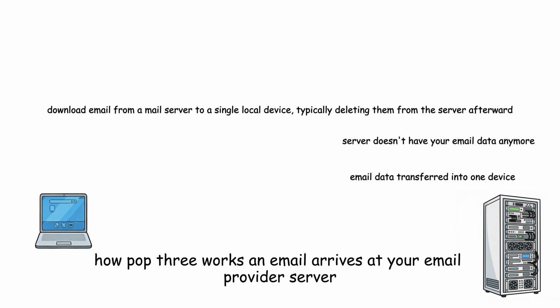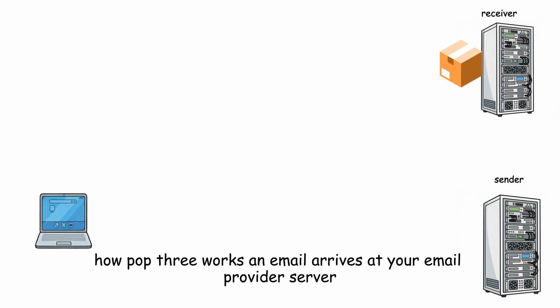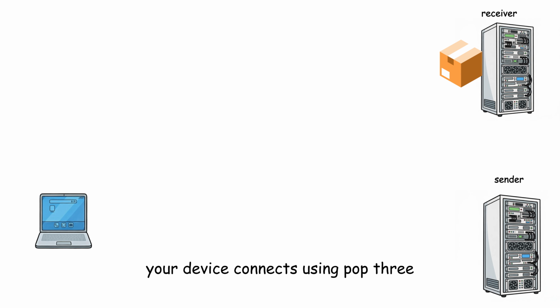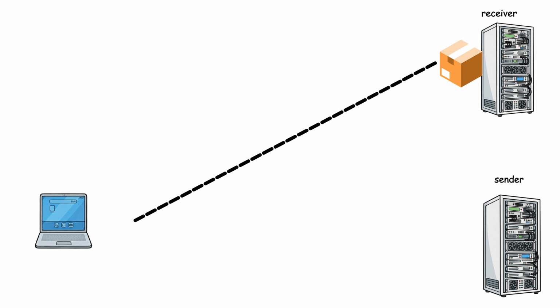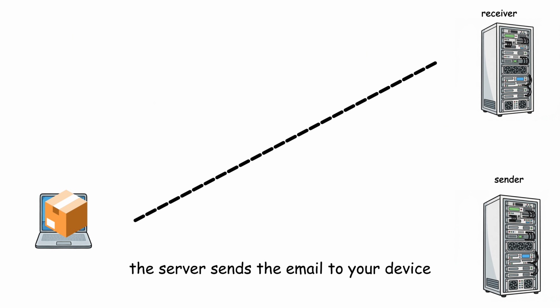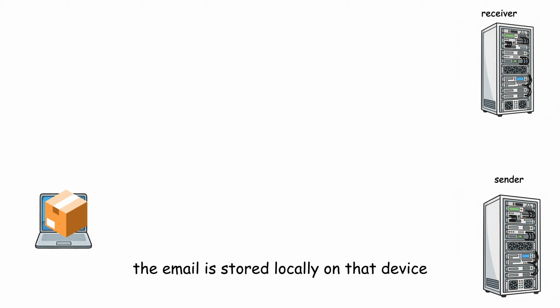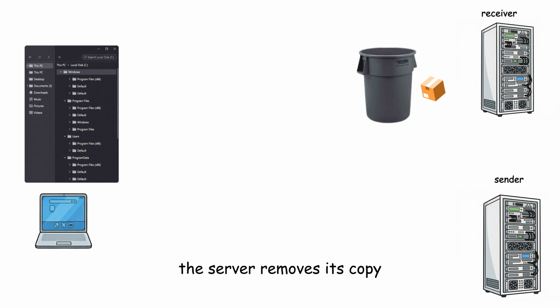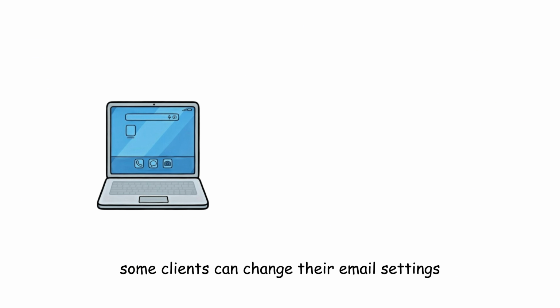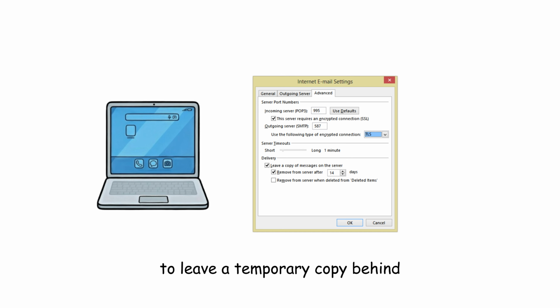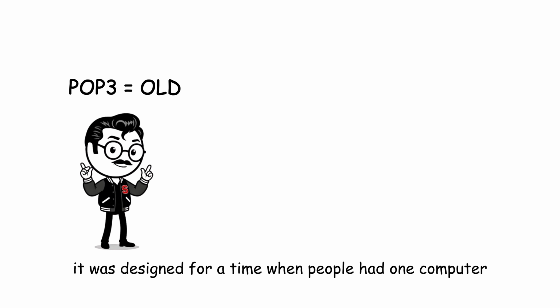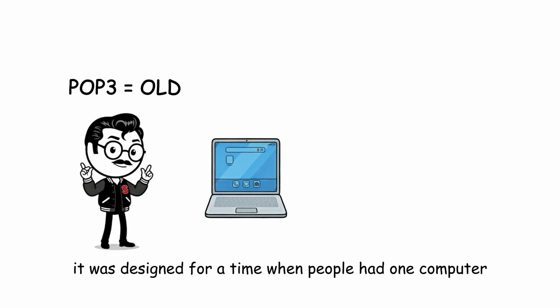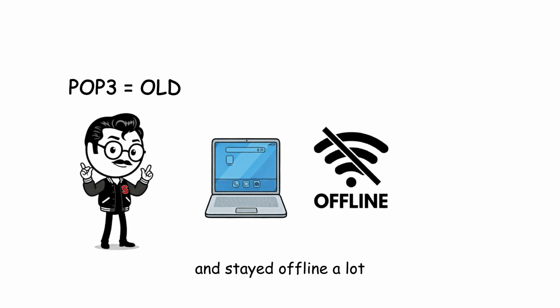How POP3 works: an email arrives at your email provider's server. Your device connects using POP3. The server sends the email to your device. The email is stored locally on that device. The server removes its copy. Some clients can change their email settings to leave a temporary copy behind. POP3 is old school. It was designed for a time when people had one computer and stayed offline a lot.